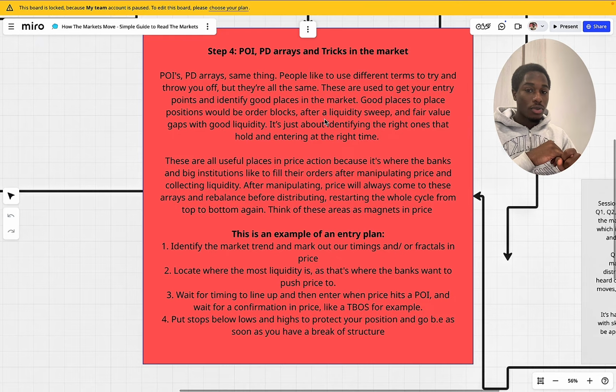Fair value gaps with good liquidity. And yeah, that's basically it. All the blocks after liquidity sweep and fair value gaps. This is all that I use pretty much. It's about identifying the right ones that hold and entering at the right time.